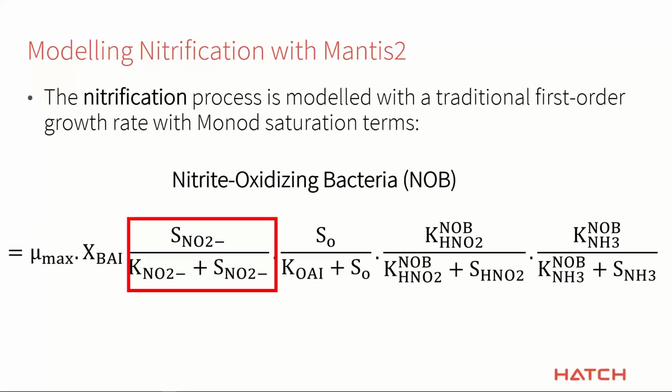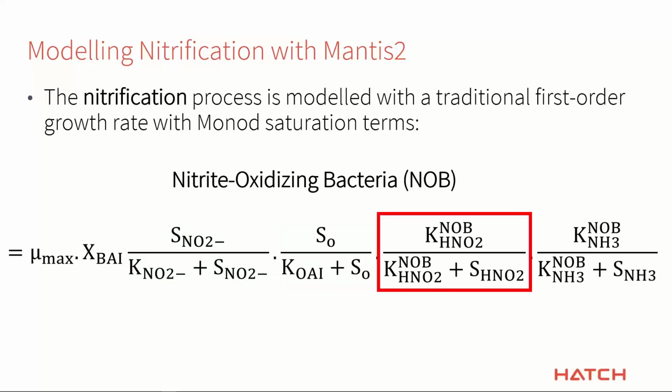Now, of course, this time it's on nitrite. It's not on ammonia, it's on nitrite. It has its own oxygen term, and it again has the two inhibition terms there as well. So again, these are there, and these values of these inhibition constants are different for NOBs than they are for AOBs. And so it allows us to use the same form of the equation, but because each one has its own values, they're going to behave slightly differently from each other.